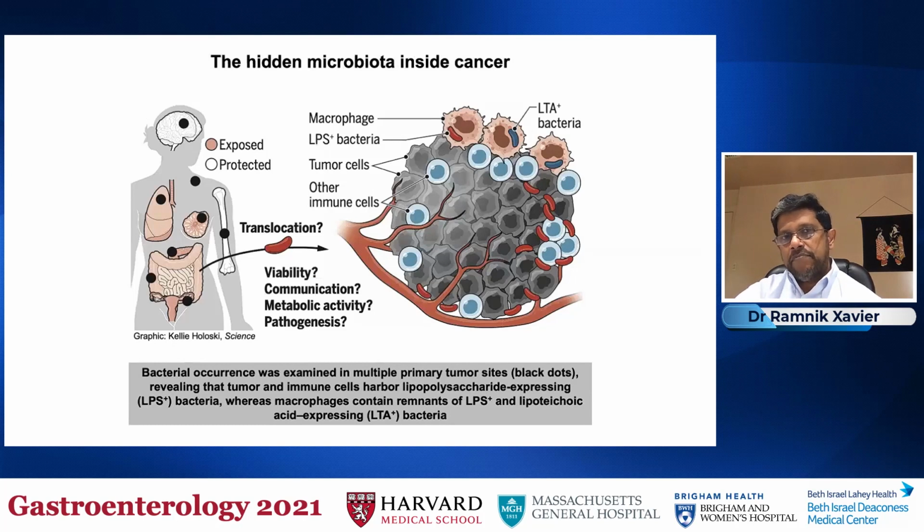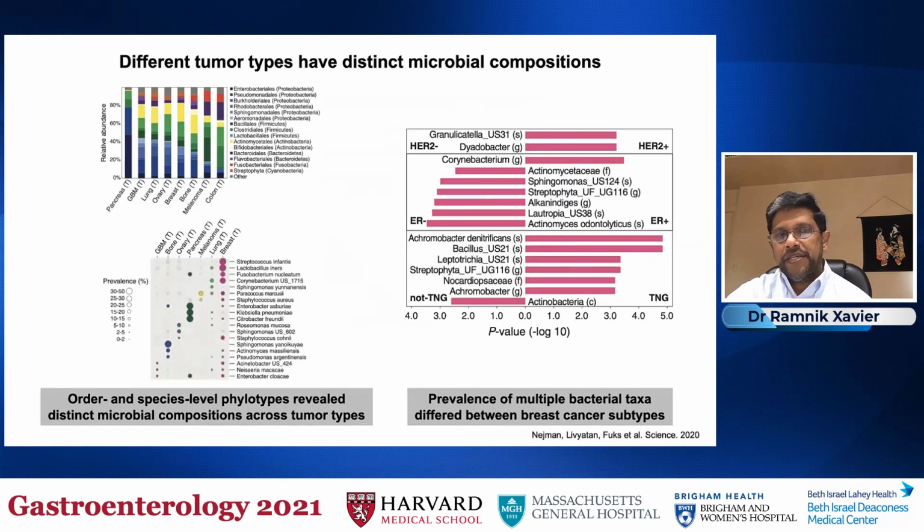And then if you dissect the microbiota inside cancer, you can begin to appreciate that these microbiota invade the cancer microenvironment and bring about immune responses that negatively impact responses to treatment. You can dissect this even further. There are different species-level phylotypes across different tumors, with significant differences, for example, if you look at breast cancer compared to pancreatic cancer. And importantly, the microbiome also changes if you have an ER positive versus an ER negative breast tumor, or a HER2 positive versus a HER2 negative breast tumor, suggesting that the prevalence of multiple taxa also differs within a cancer type, in this case, breast cancer.